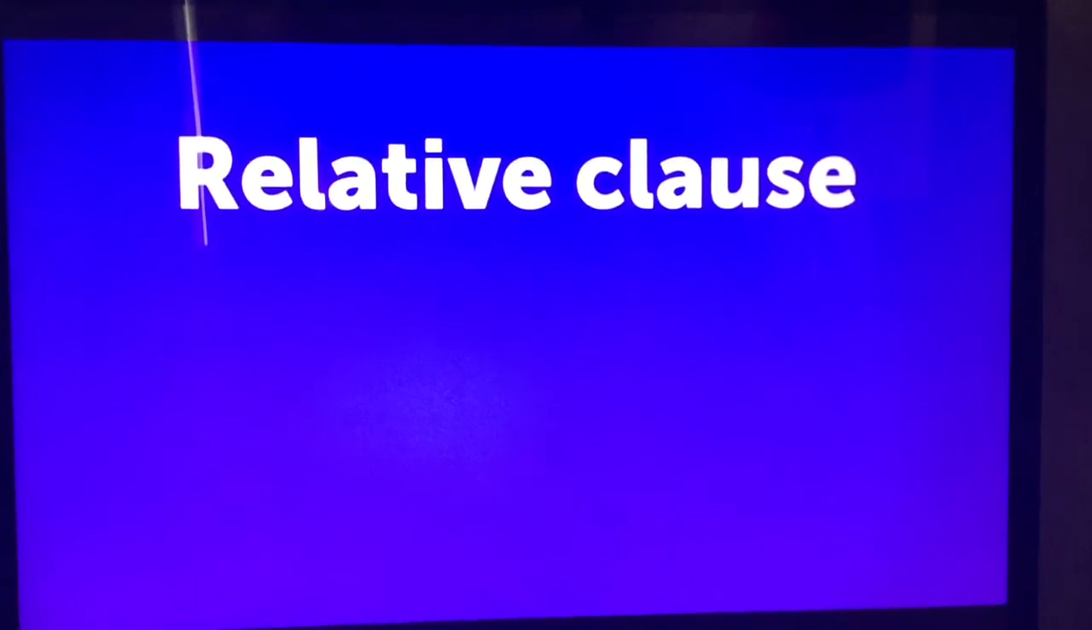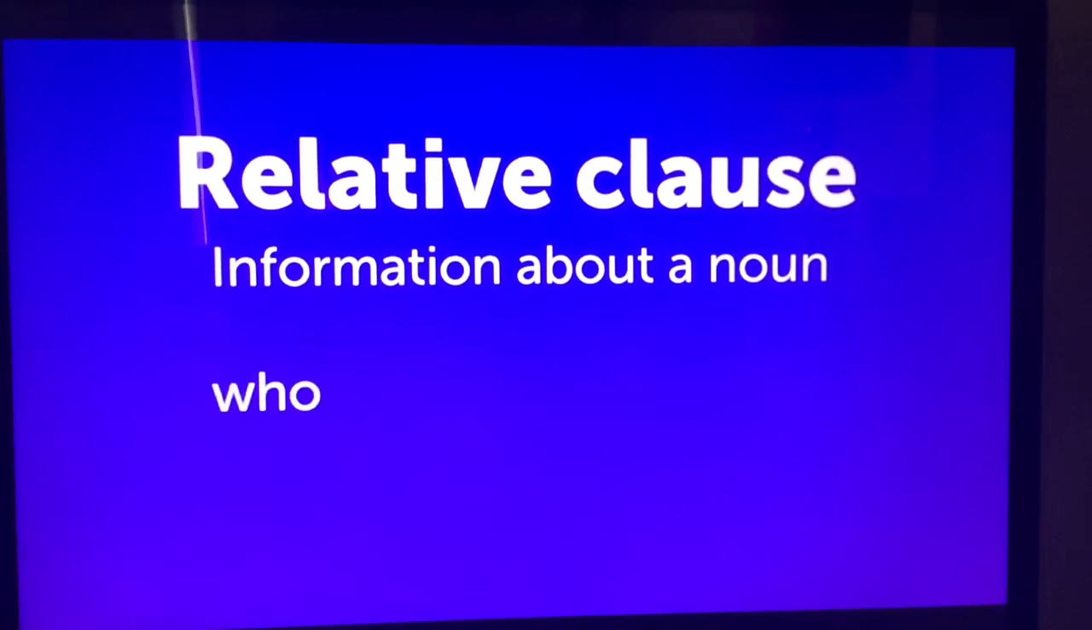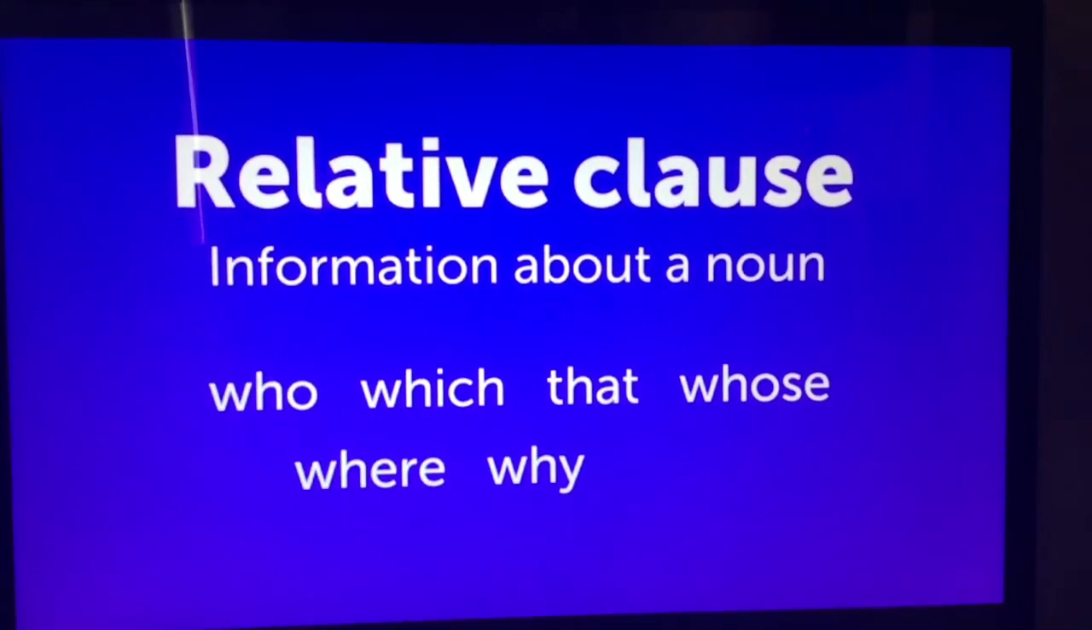You've been learning about adding a relative clause to a sentence. A relative clause gives more information about a noun. It can begin with the words who, which, that, whose, where, why, or when.